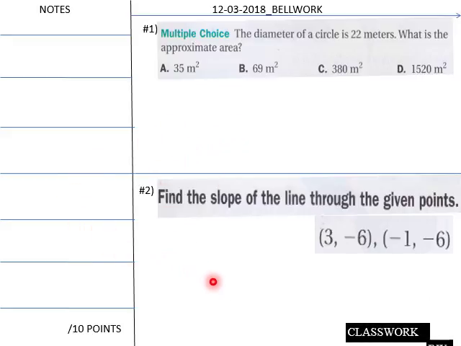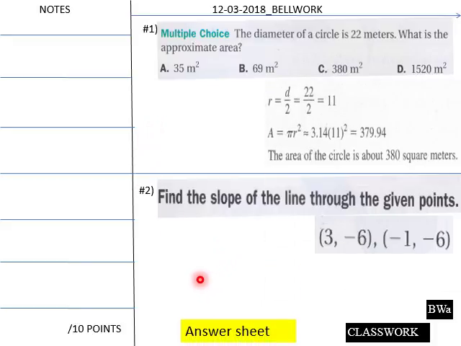Okay, welcome back for solutions today for our bell work. For number 1, here it is here. Radius equals d over 2, which equals 11. Diameter of a circle is 22. So what is the approximate area? What is our area formula? Here it is, pi r squared. We know our r now is 11. So we do our math there, and we get 380 square meters.